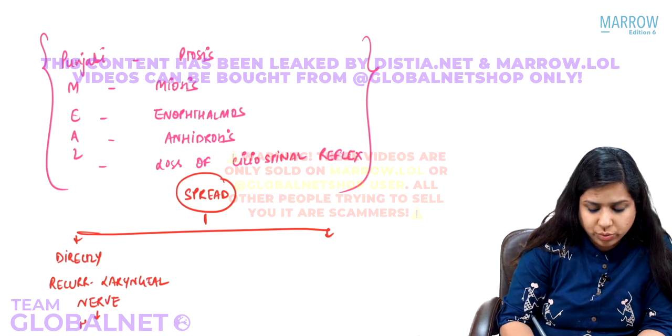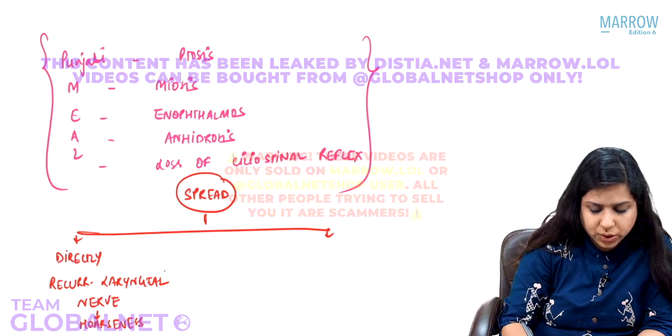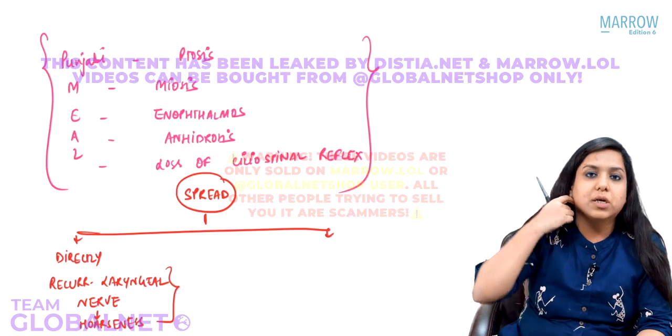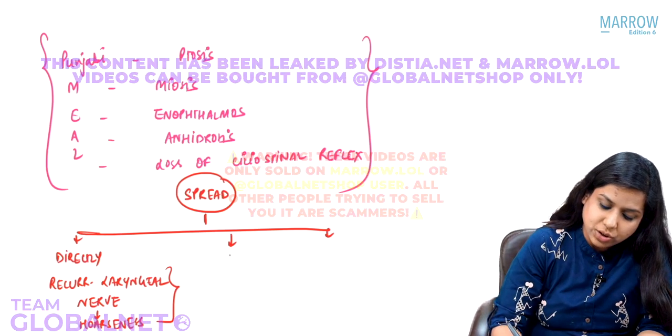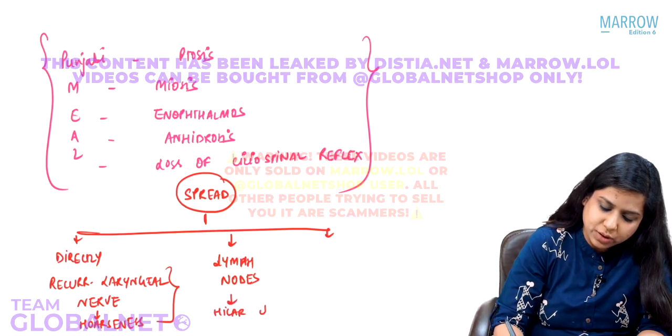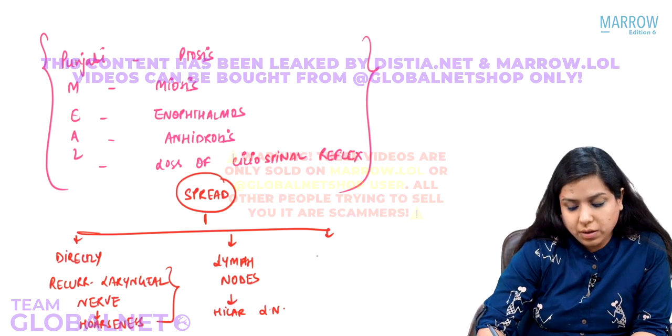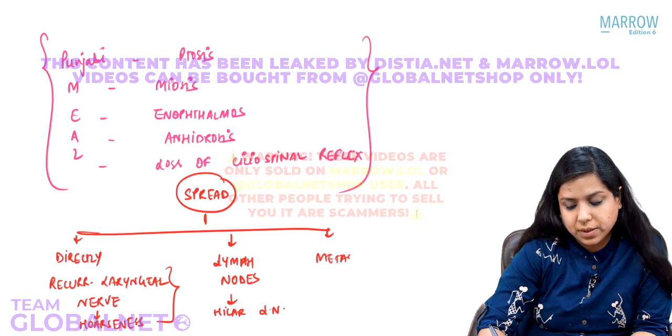And when it goes to the recurrent laryngeal nerve, it can produce hoarseness, right? What does it produce? It produces hoarseness. Then this cancer can go to the lymph nodes. Which lymph nodes are commonly affected? That is the hilar lymph nodes. Then it can metastasize, right? It can metastasize. Which sites?